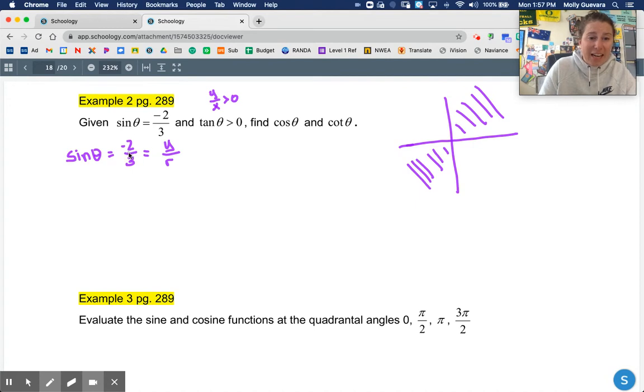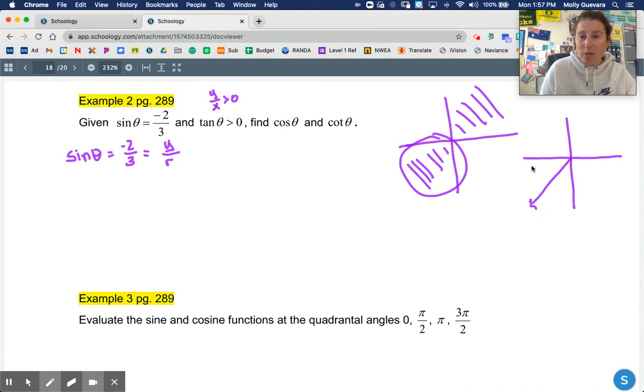Since sine, my y, is negative, do you see how my y is negative 2? That tells me it's going to be down here in quadrant 3. So just using the information I'm given, I'm able to figure out the quadrant. I'm just estimating what it looks like, okay? So then I know that this is negative 2, and I know that this is 3.